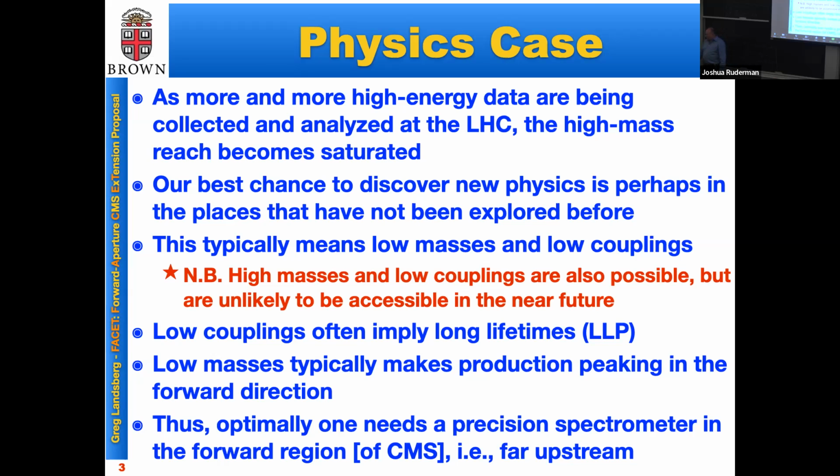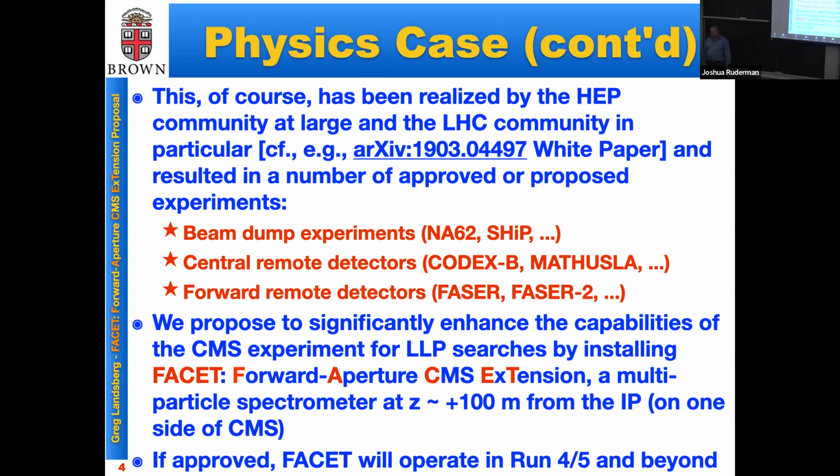i.e., far upstream. This, of course, has been realized by the HEP community at large and the LHC community in particular. There are a number of white papers and a number of proposals: beam dump experiments like SHiP, a central remote detector called MATHUSLA, a forward remote detector, FASER 2.